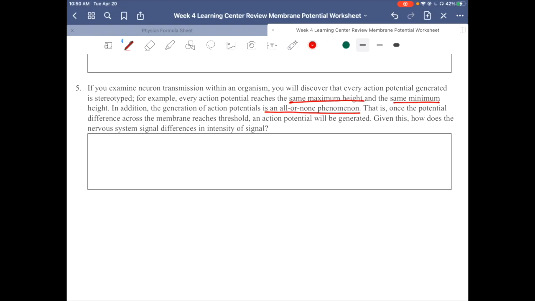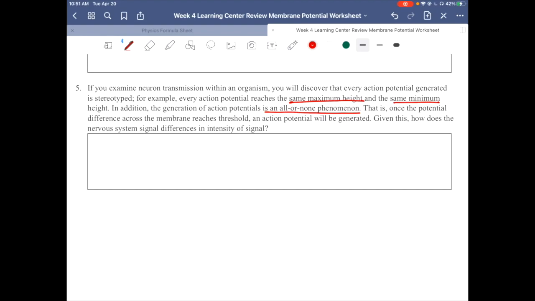So given that, how does the nervous system signal differences in intensity of signals? The intensity of the signal is generated by the number of action potentials that are fired per minute, given along the neuron, or the total number of neurons firing, or both.